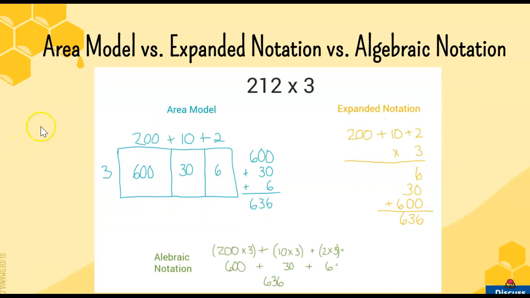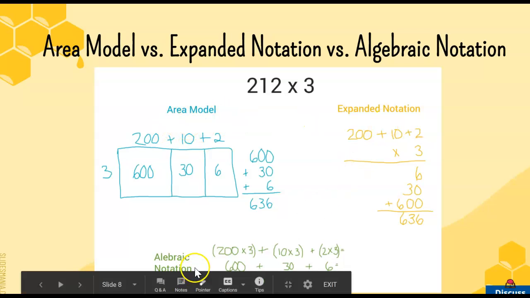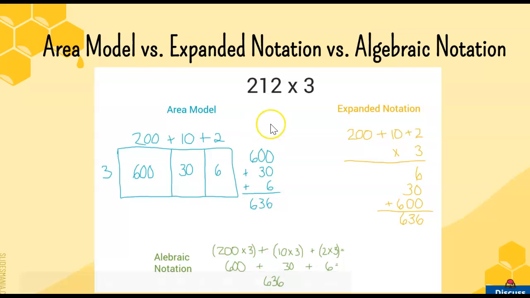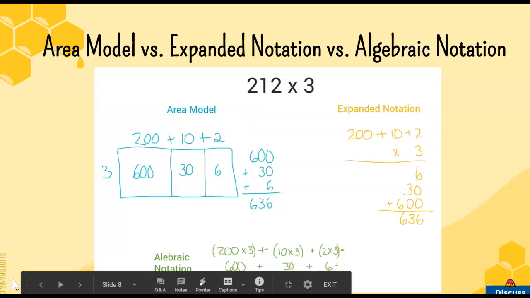And on our next slide, we've got all three of the methods that we've been talking about here: the area model, the expanded, and we've added in the algebraic notation for you to look at. The same multiplication problem, 212 times 3. So let's take just a couple of minutes. I want you to examine these and think about whatever differences you see, what similarities you see, and write your answer inside of your notebook. So I want you to pause and just write it in your notebook.